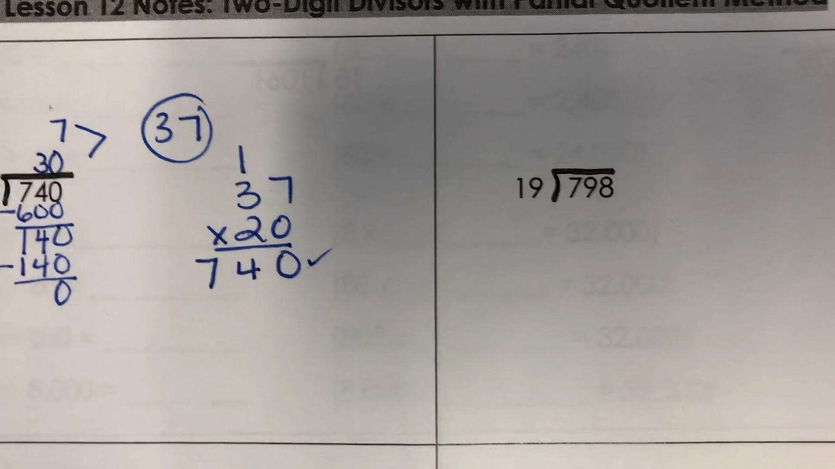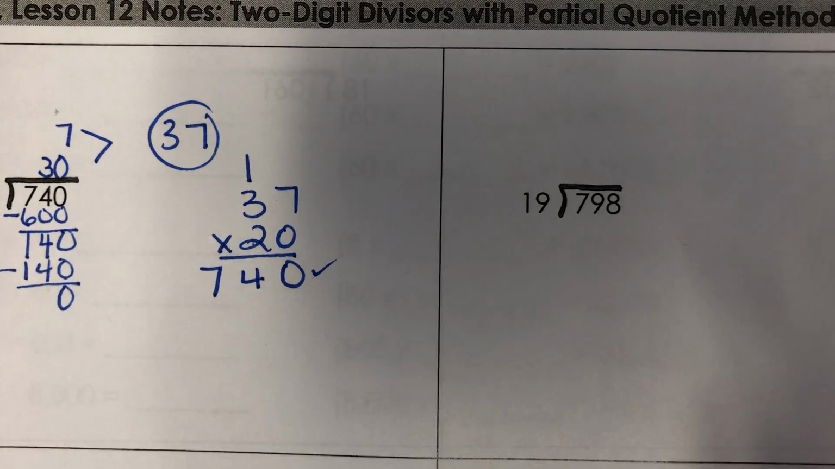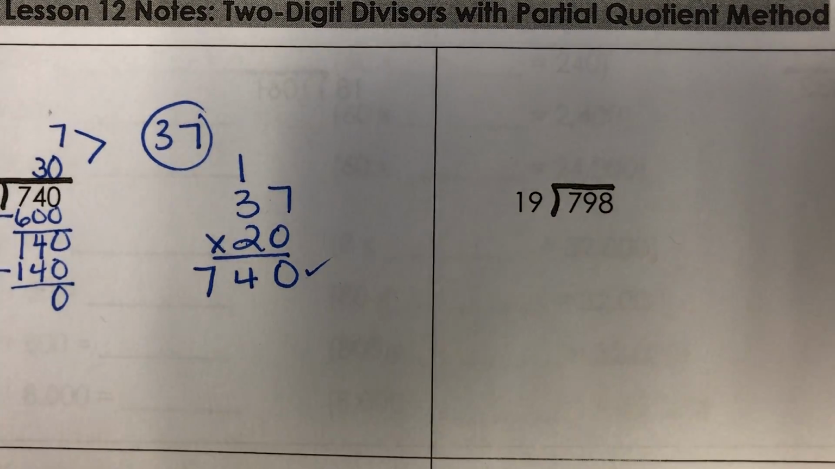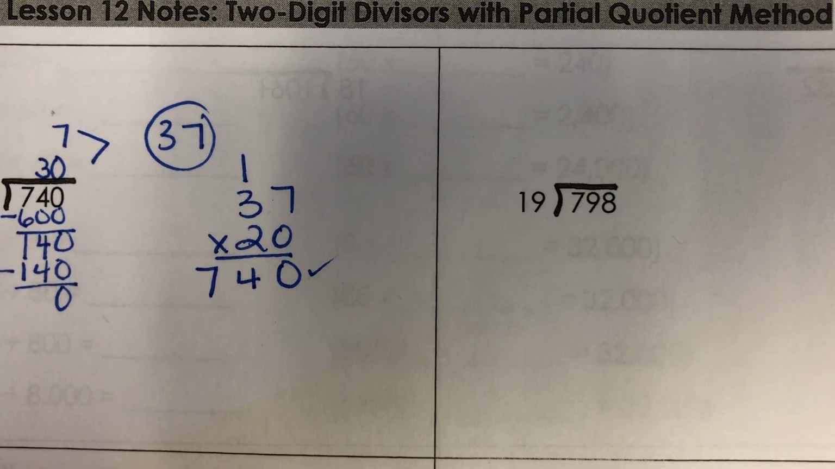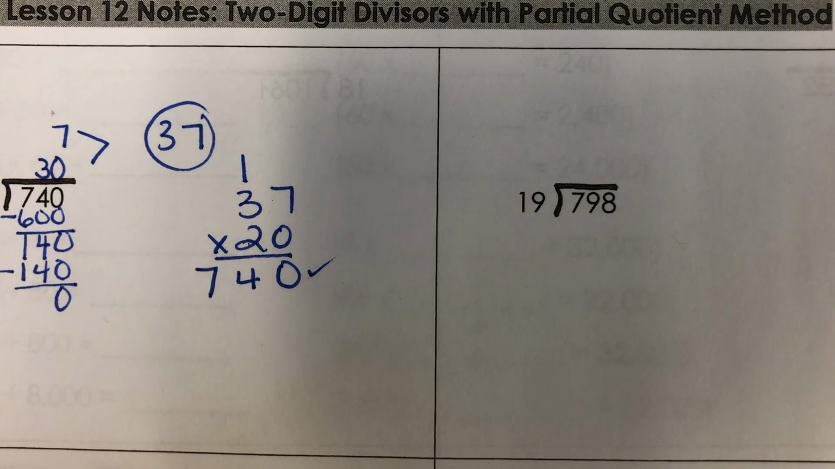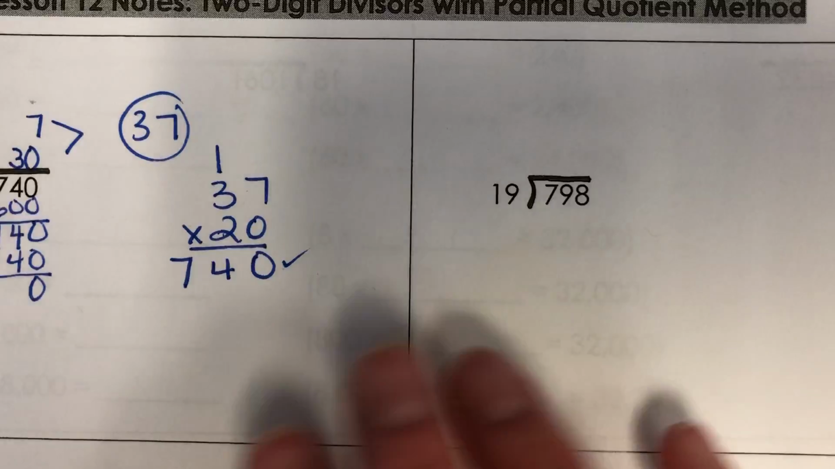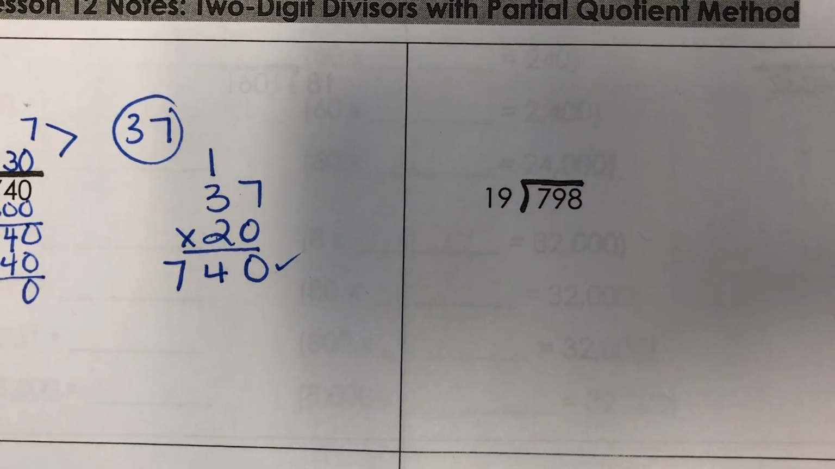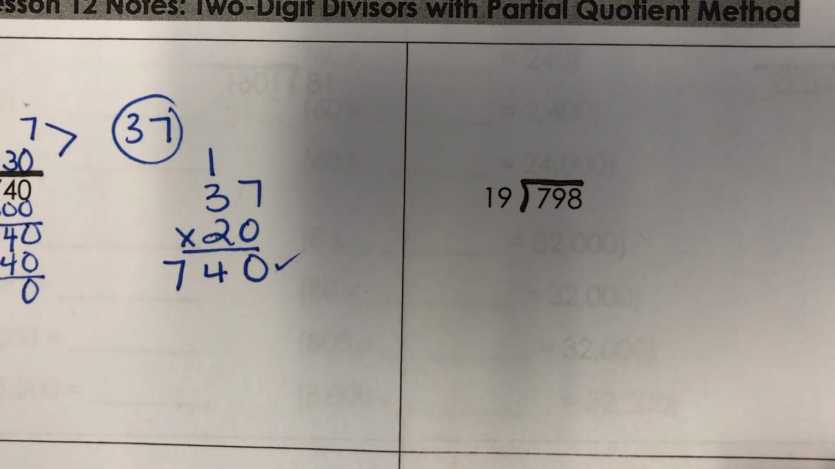Okay, next one, we have 19 into 798. Now this one, it's a little trickier because that's 19. That's not 20, is it? So it's a little more difficult to try to count by 19s, right? Here we counted by 20 to get to 74. The good news is you can just use estimation. If we don't land on the exact number, it's okay.